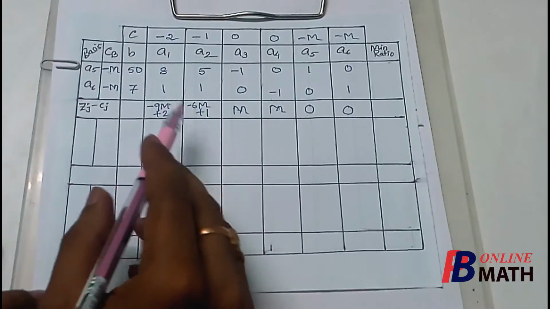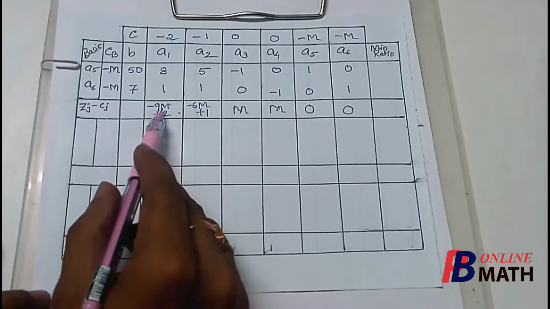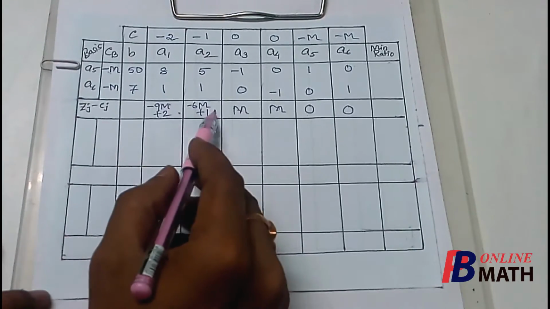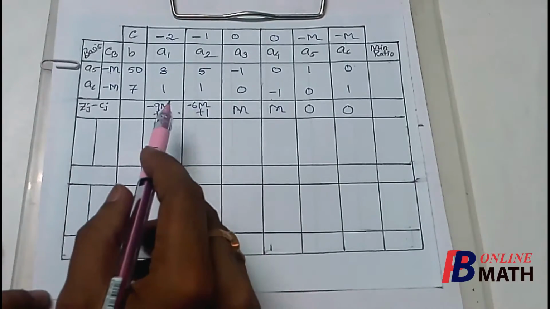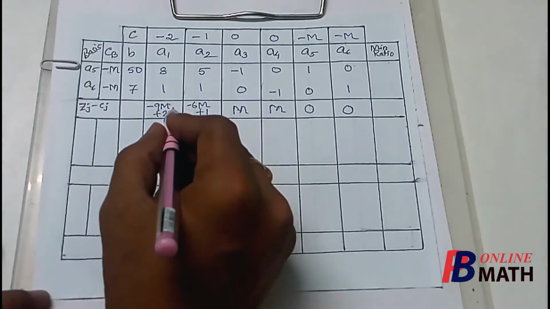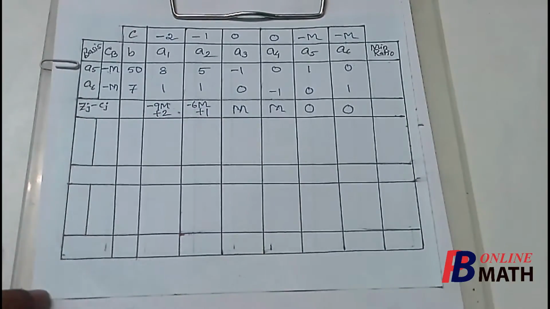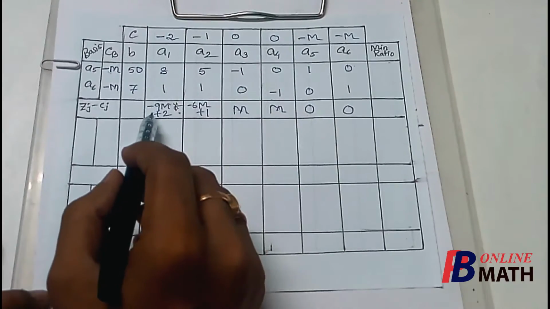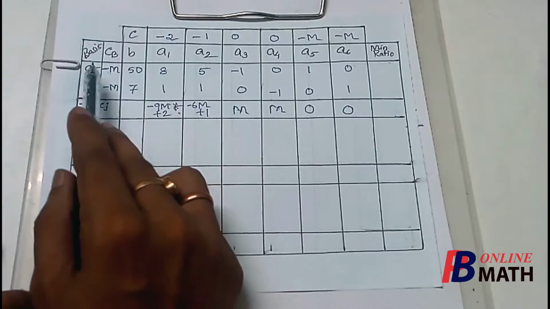Now here we find that there are two negative values. Since m is a large positive quantity, so this value and this value, these two are negative values. So out of these two values, we have to find the value which is most negative, and here we find that this value is most negative. So we select this value. That means the variable x1 or the vector a1 will enter the basis.